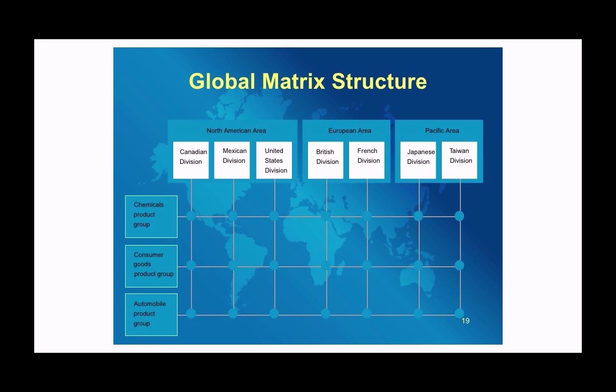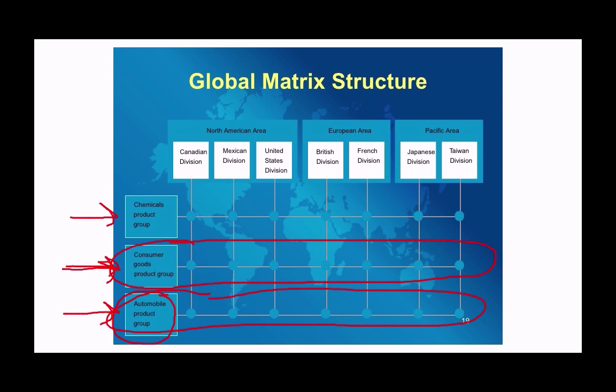The other structure comes from, in this case, a product structure. We have vice presidents for each of the main product groups that the company sells. So we have a vice president for the chemical products group, a vice president for the consumer products group, and a vice president for the automobile group. And so in the case of the consumer products vice president, he or she would be ultimately responsible for all the consumer products the company sells throughout the world, throughout all the regions the company sells to. Likewise, the automotive director would be responsible for all the automobile products the company sells throughout the world.